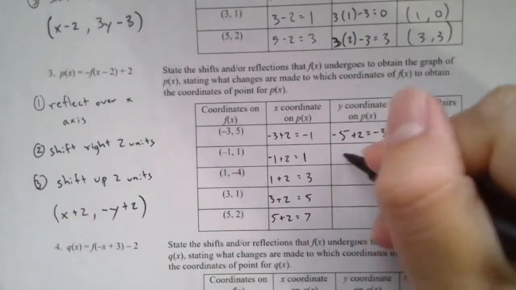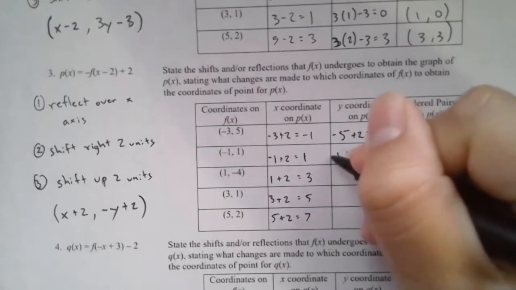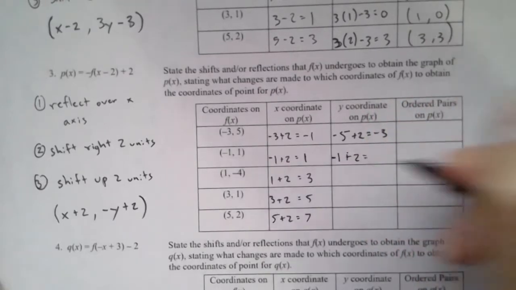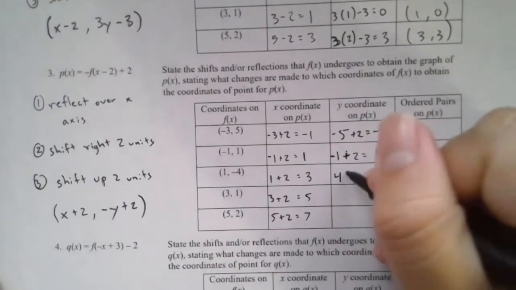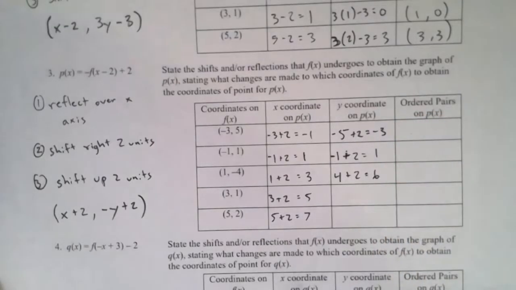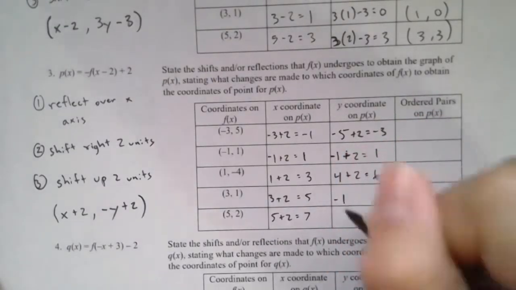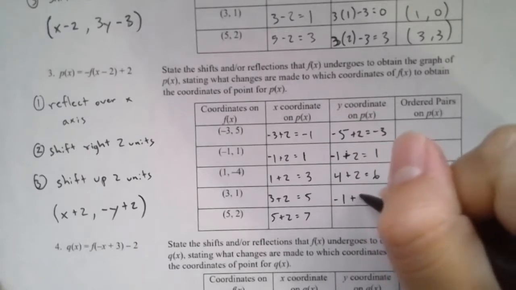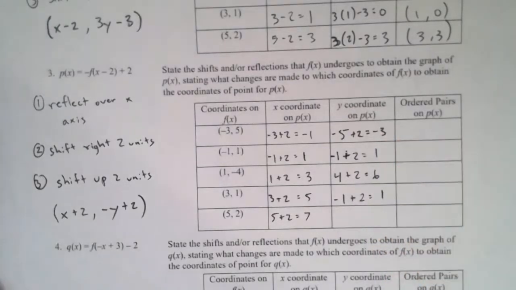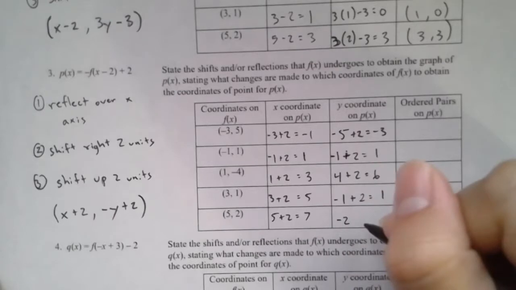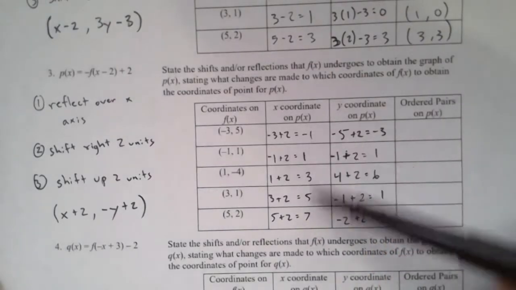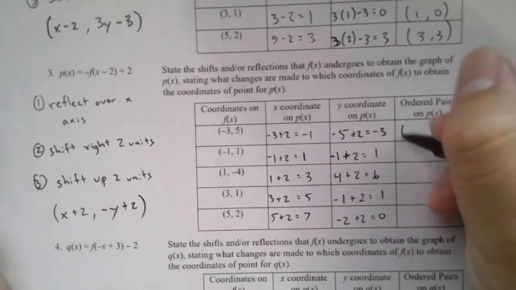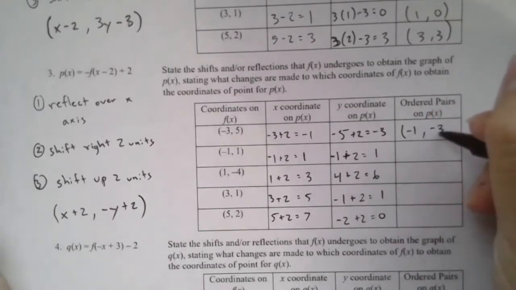Then it's negative 1 plus 2, I get positive 1. This is negative 4, so it becomes positive 4 plus 2, I get 6. Then this is negative 1 plus 2, I get positive 1. And negative 2 plus 2, I get 0. So now my new ordered pairs, take each one, and I have negative 1 comma negative 3.